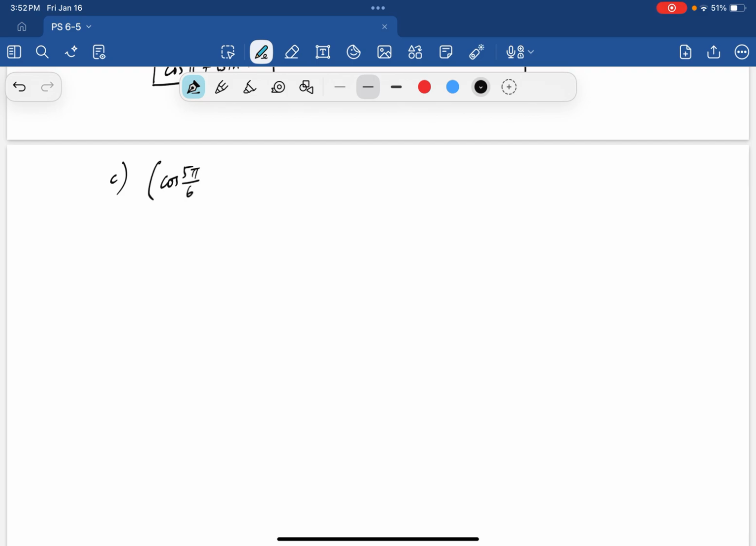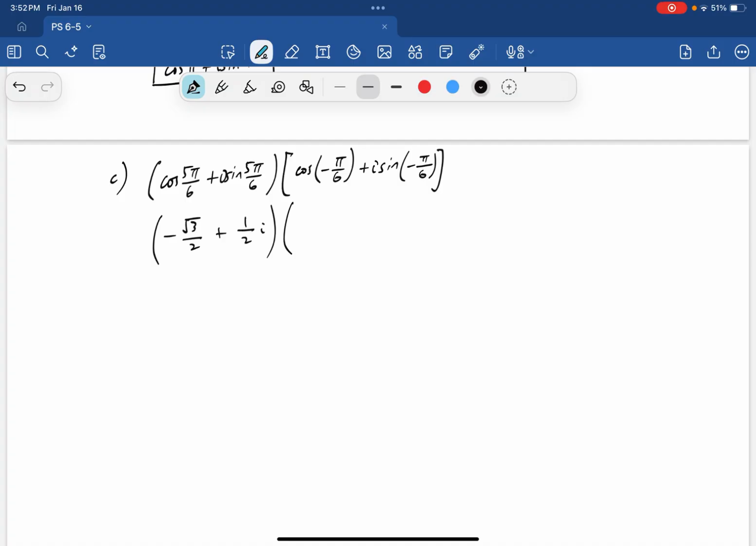Cosine 5 pi over 6 plus I sine 5 pi over 6 times cosine -pi over 6 plus I sine -pi over 6. Okay, let's calculate each one. Cosine 5 pi over 6, negative root 3 over 2, plus 1/2 I times cosine negative pi over 6, which is root 3 over 2, minus 1/2 I.